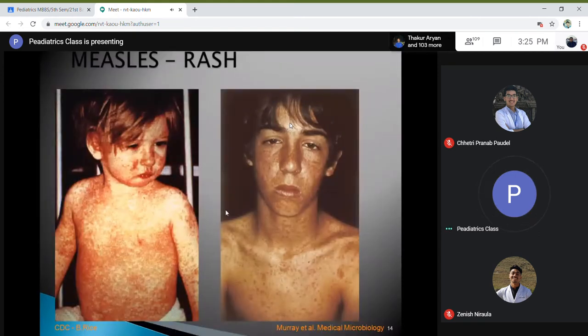Now you can see, the patient may come to you like that. You have to ask the questions. Fever for how many days? And after the fever, on what day did you get this rash? After 4 days. Before that, there is no fever, running nose, or cough. And with this sort of rash after 4 days, you can definitely make a clinical diagnosis of measles.